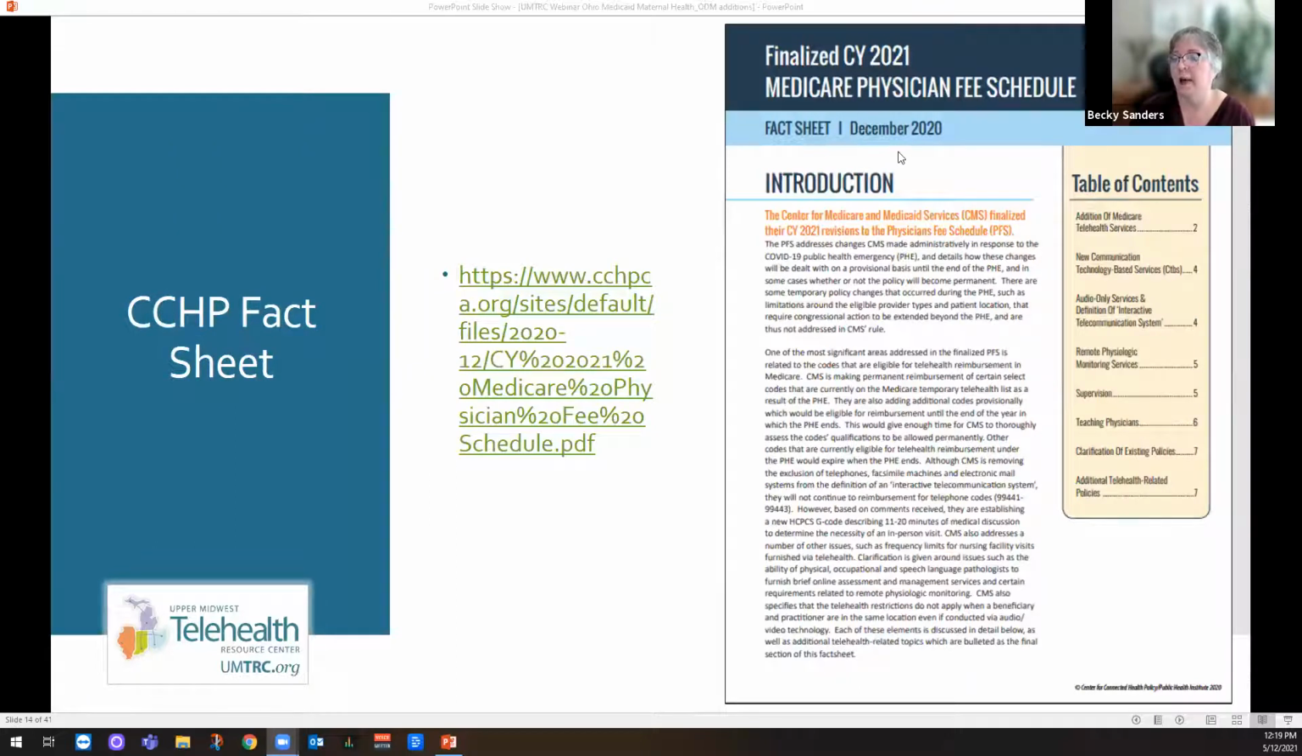All right. And as they always do when there's large legislation that they want to get the word out, CCHP did create a fact sheet for the physician fee schedule, the final physician fee schedule for 2021. And here's the link to that.